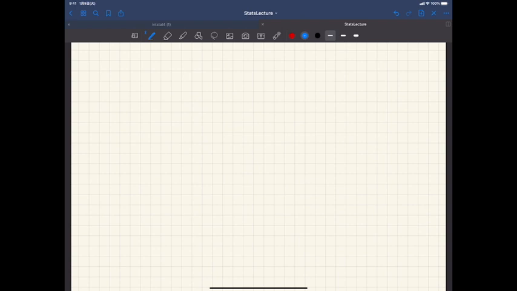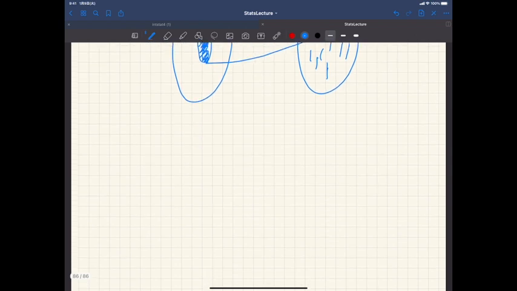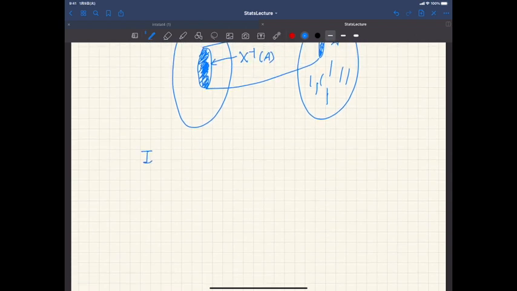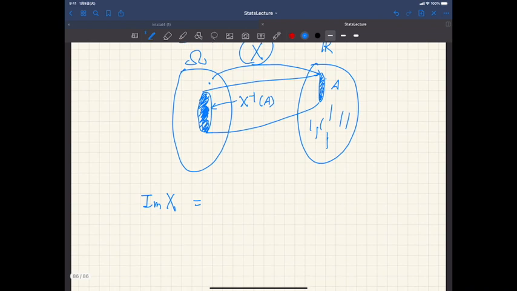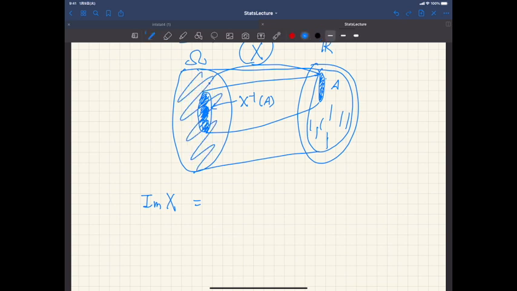Then, another concept you should know is image. Maybe I should have explained this before. The image of a function X is a subset of real numbers that is mapped from all of omega. So all of omega is mapped to some subset of real numbers. This is called the image of this function.